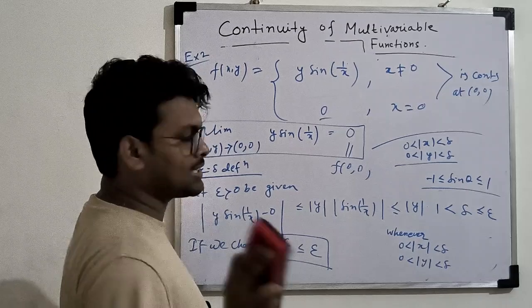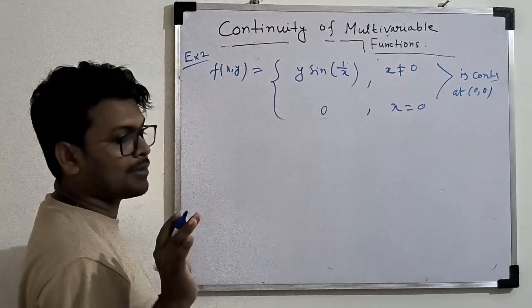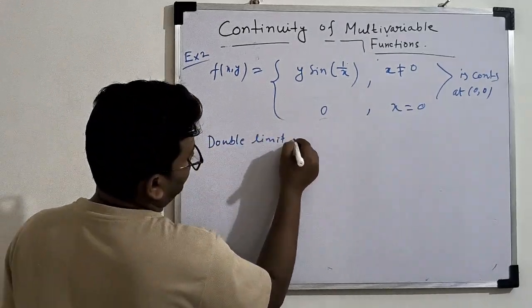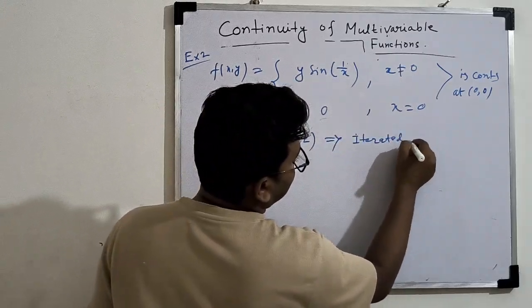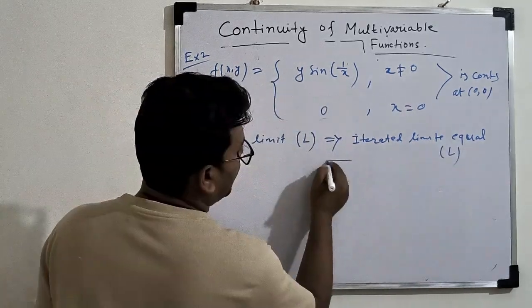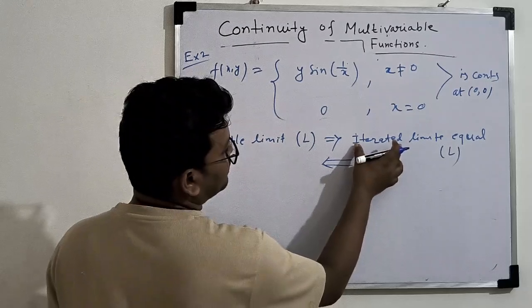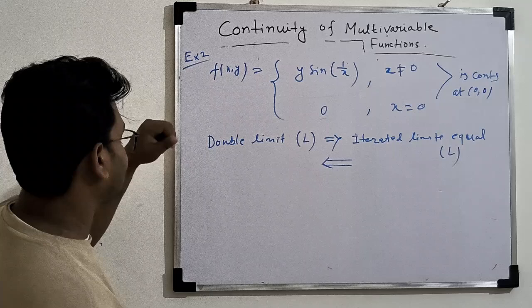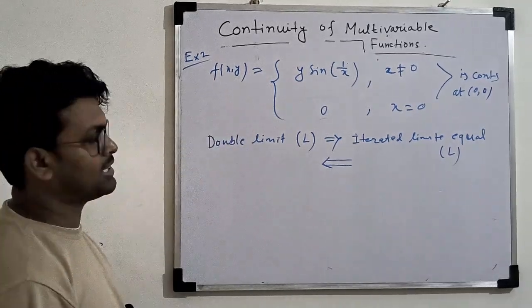There is an interesting thing about this example. I have discussed the double limit and the iterated limit. If the double limit is equal to L, then this implies the iterated limits are equal, and should also be L. The converse may not happen, but contrapositively we can say if the iterated limits are not equal, then the double limit does not exist. In this case, the iterated limit does not exist, but the double limit exists.